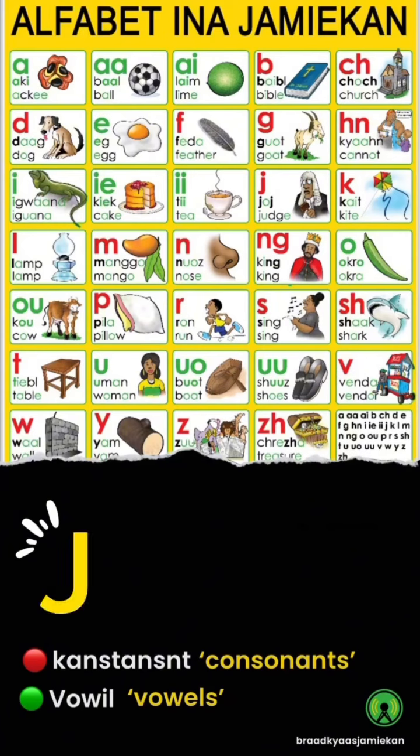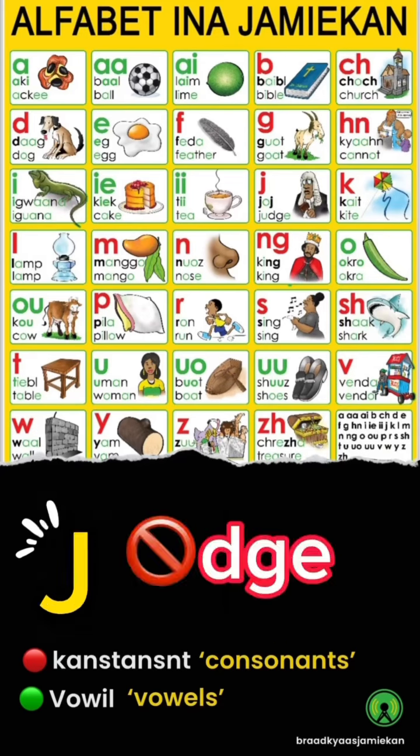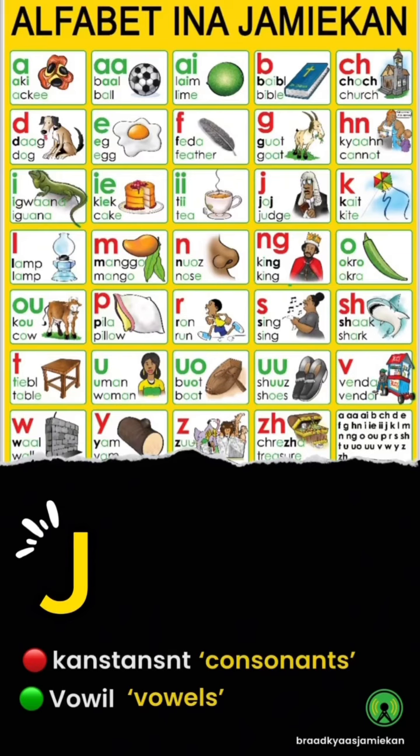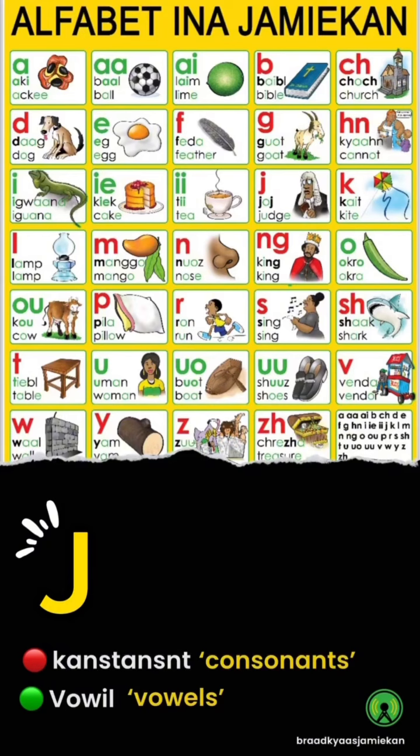Then you have J, judge, Jamaica, grudge. So you see that DG something the way in English, in Jamaican. Anytime you make the J sound, it's J. So in Jamaican, Germany starts with J.